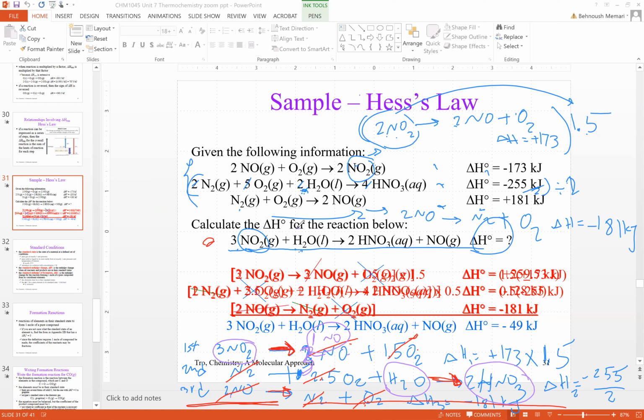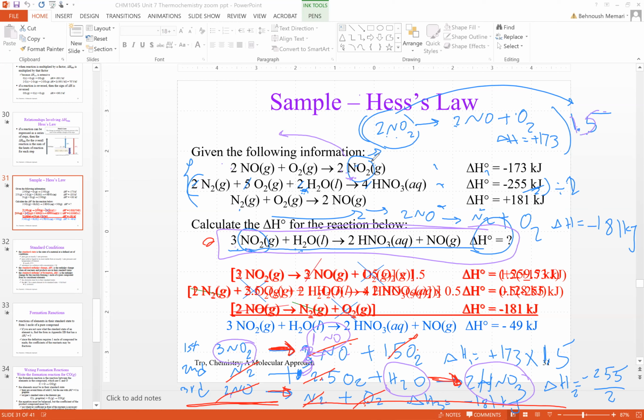So that basically gives this reaction what we had to come up with. It does take some practice to figure out, but your starting point would be to look at the final reaction that you want to come up with, and then decide how to change these reactions. Since NO2 is on the reactant side, we know that we have to reverse the first reaction. We have 3 NO2, and in the reaction we have 2. That's how we multiply by 1.5.